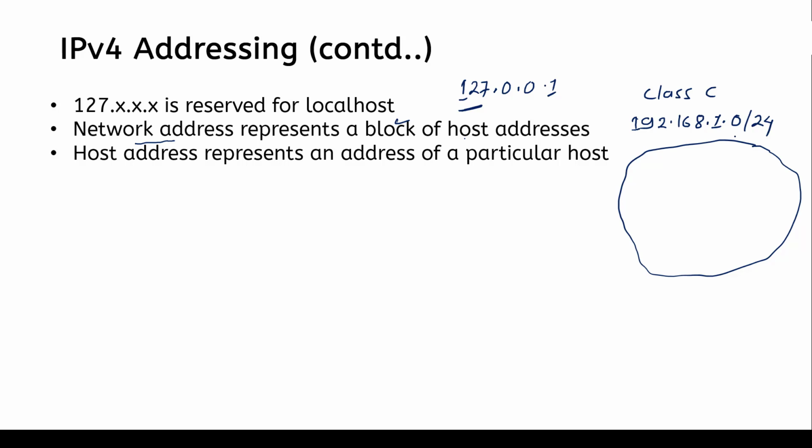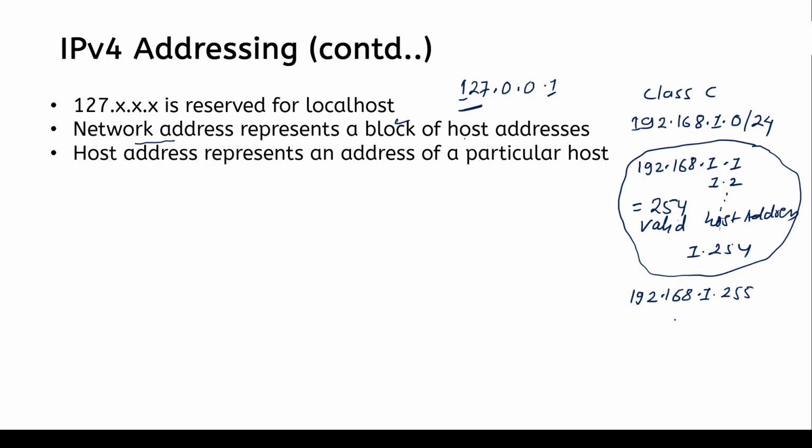If we have the 192.168.1.0/24 network, we will have host addresses ranging from 192.168.1.1, likewise 1.2, and all the way to 1.254. The last address, 192.168.1.255, is the broadcast address. This means that there are 254 valid host addresses that can be assigned to a host or computing devices such as our laptop, mobile phone, server or any other device in this network.